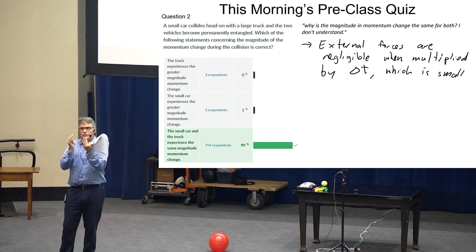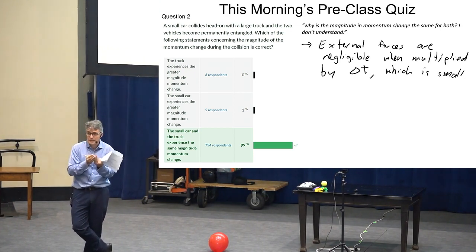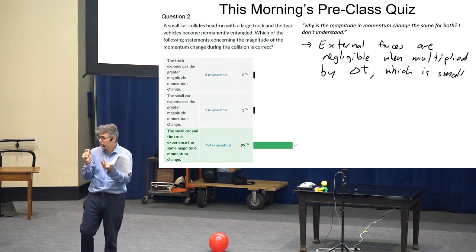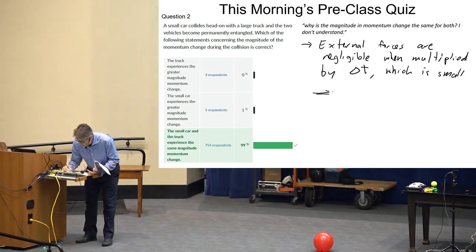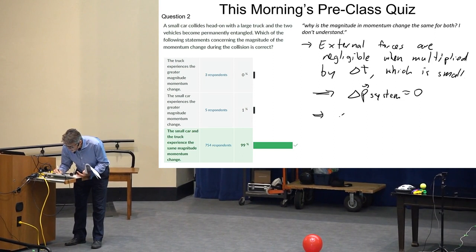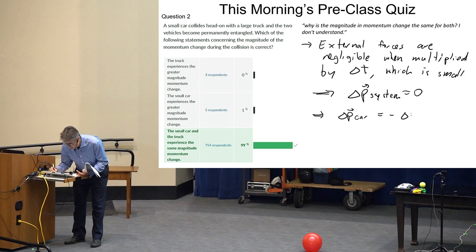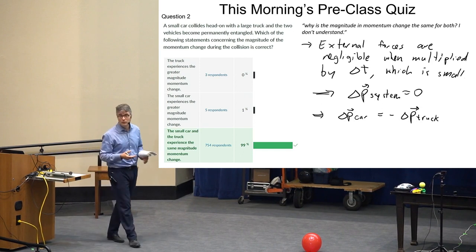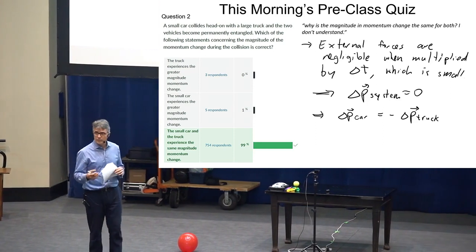However, we say that during the collision itself, you can neglect that large force, because when you multiply it by delta t to get the impulse from that force, it is pretty small during the collision. So what that means is that the delta p for the system, which is a vector, should be equal to 0. And that means delta p for the car has to equal negative delta p for the truck, so that when you add them up, you get 0. The system being the car plus the truck. Do you follow my reasoning there?